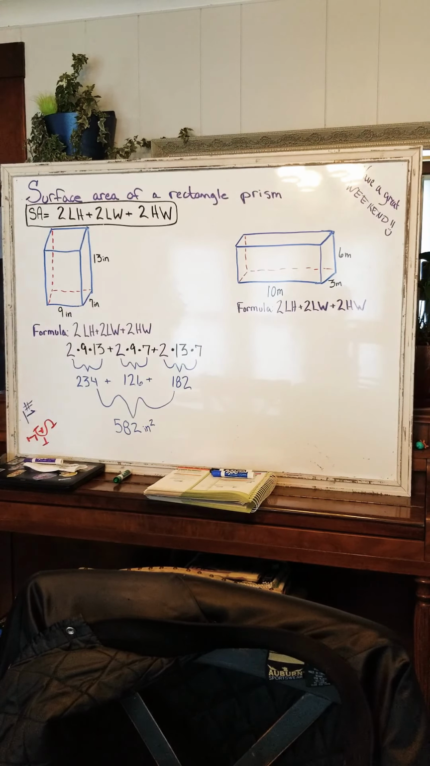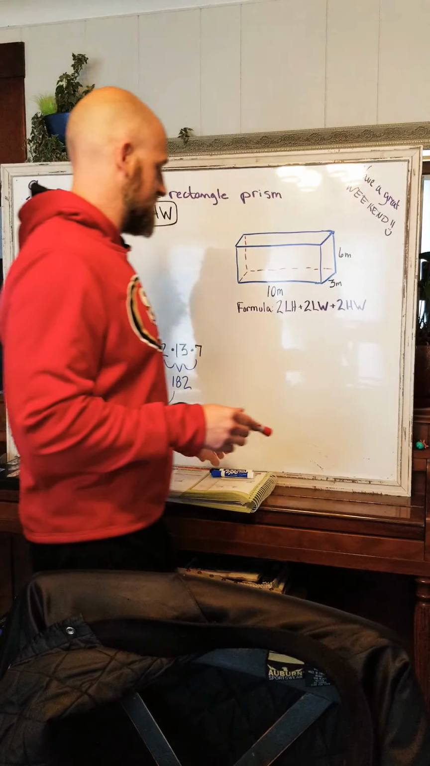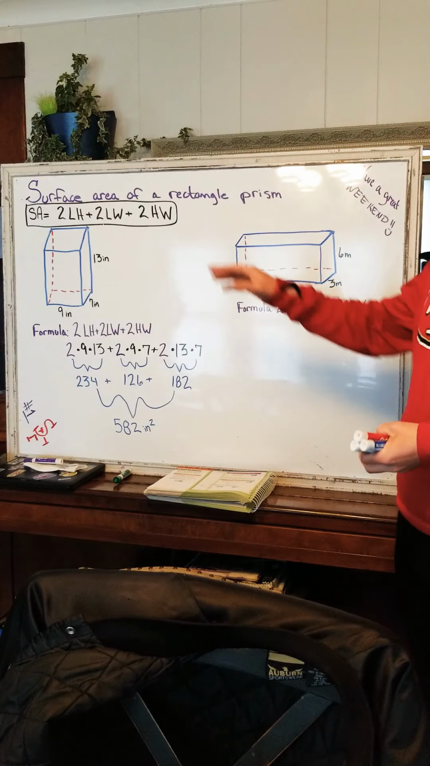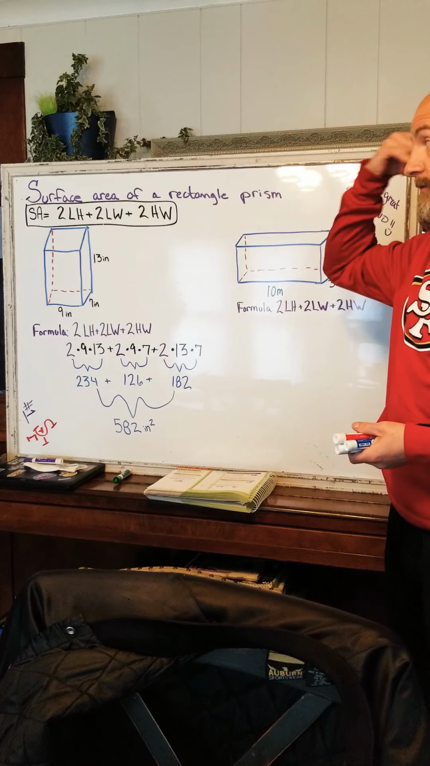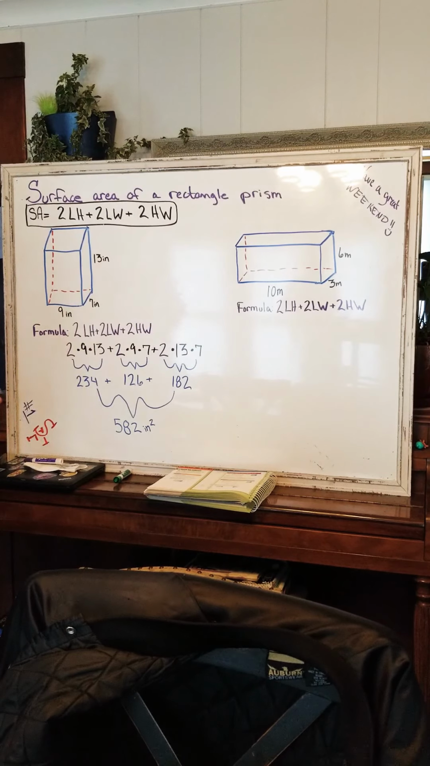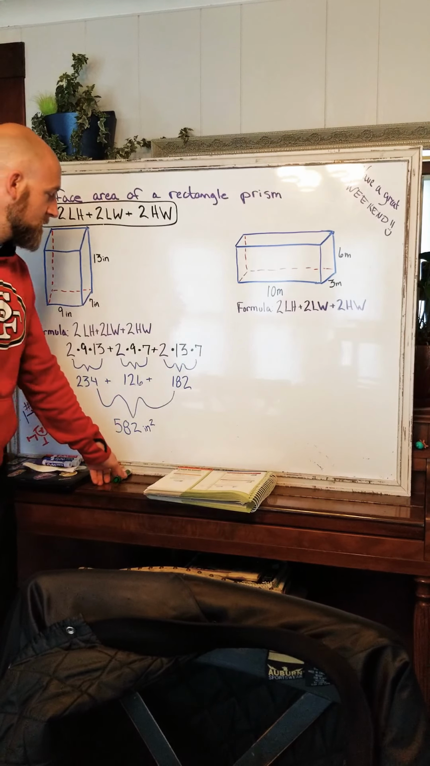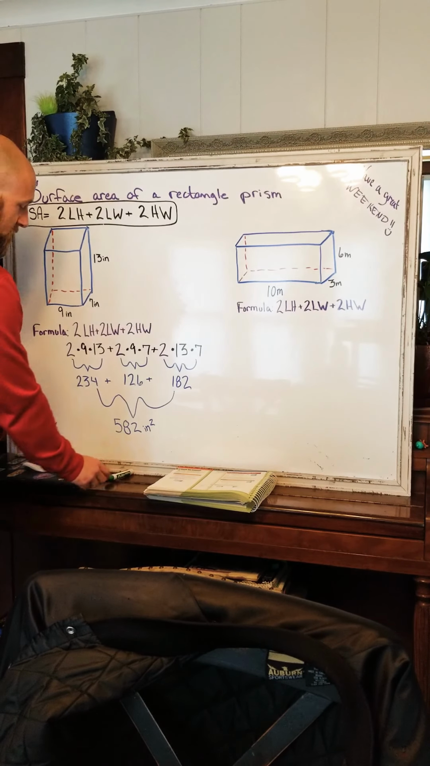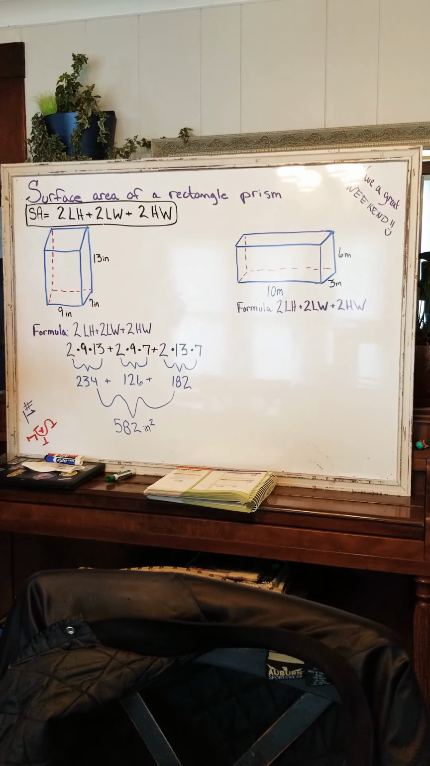Today we're going to be covering surface area of a rectangle. It's going to find all sides and what they equal to on the inside. So the formula is surface area, SA, equals 2 times L times H plus 2 times L times W plus 2 times H times W. So the formula you're going to want to write down and remember is 2LH plus 2LW plus 2HW.